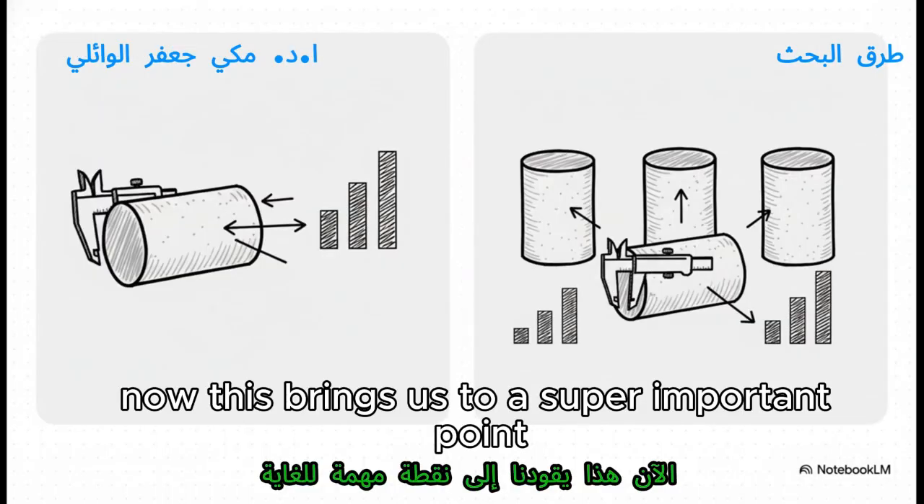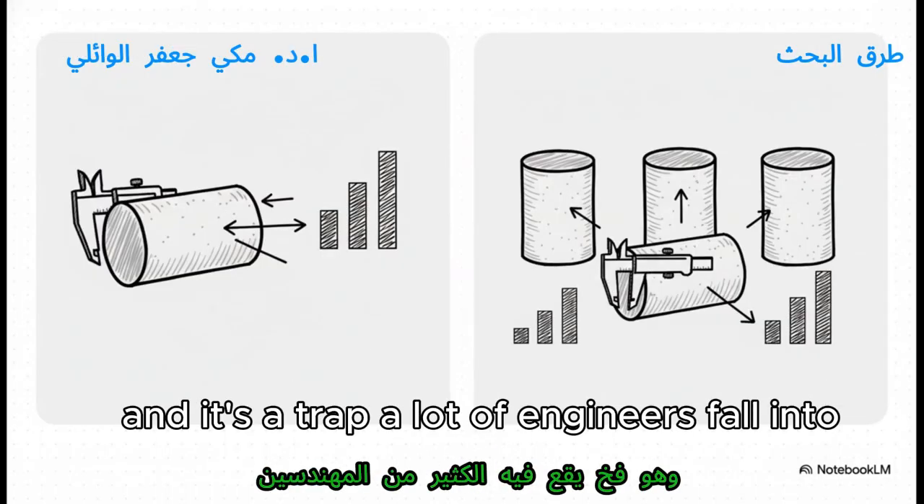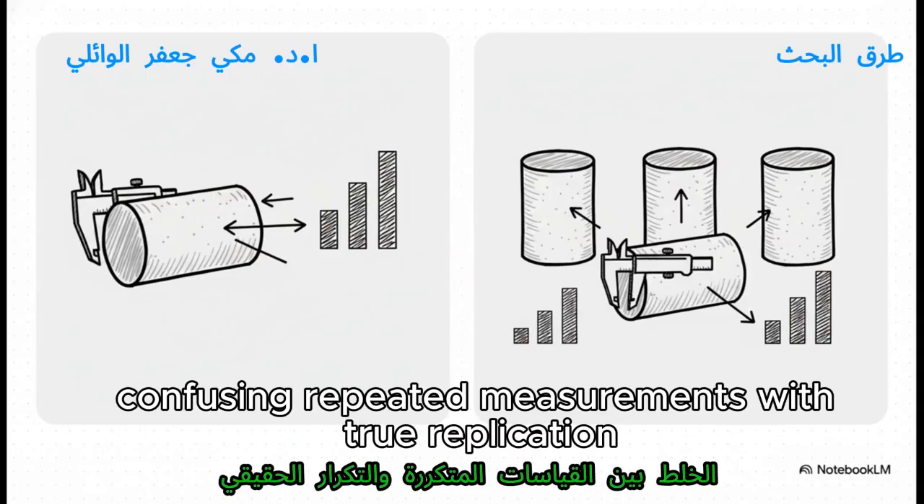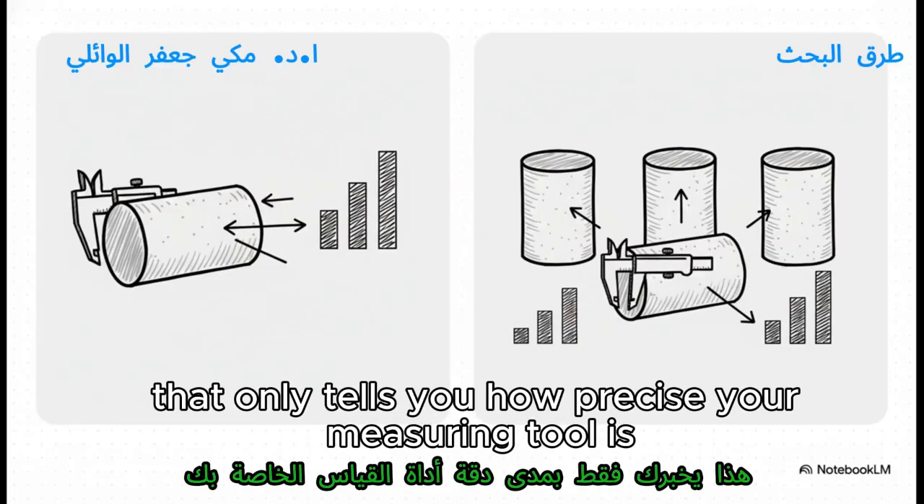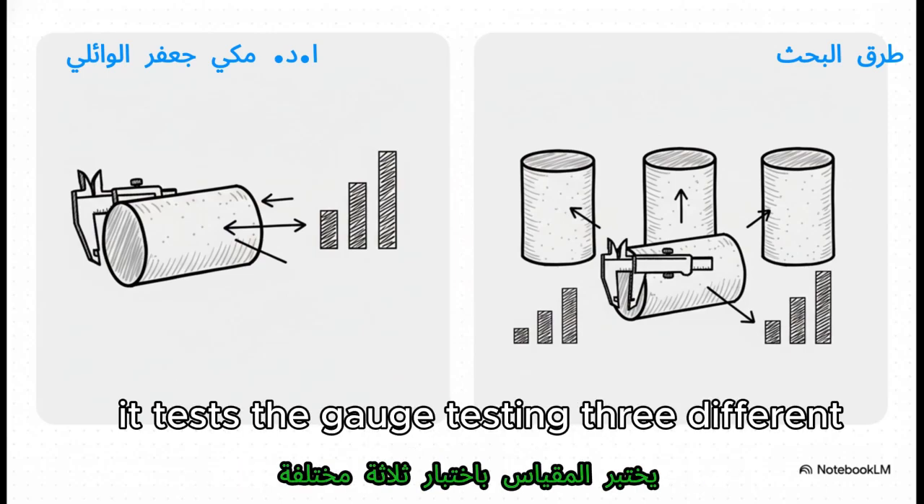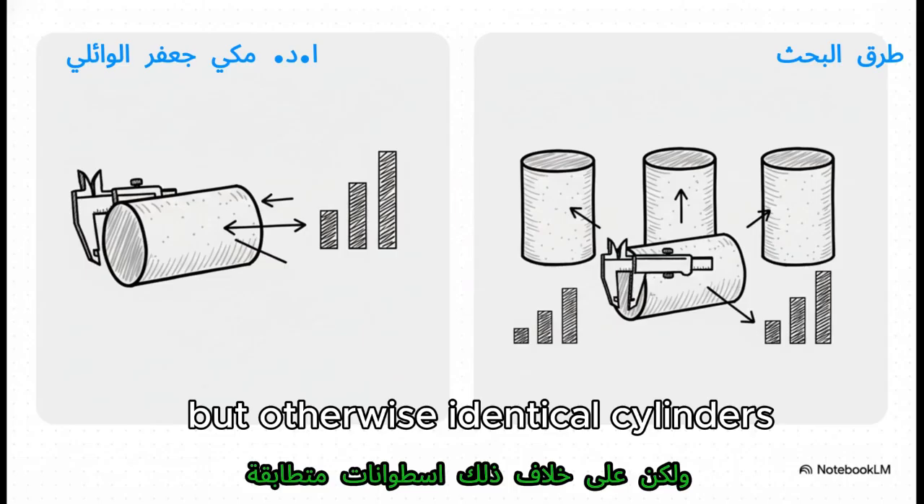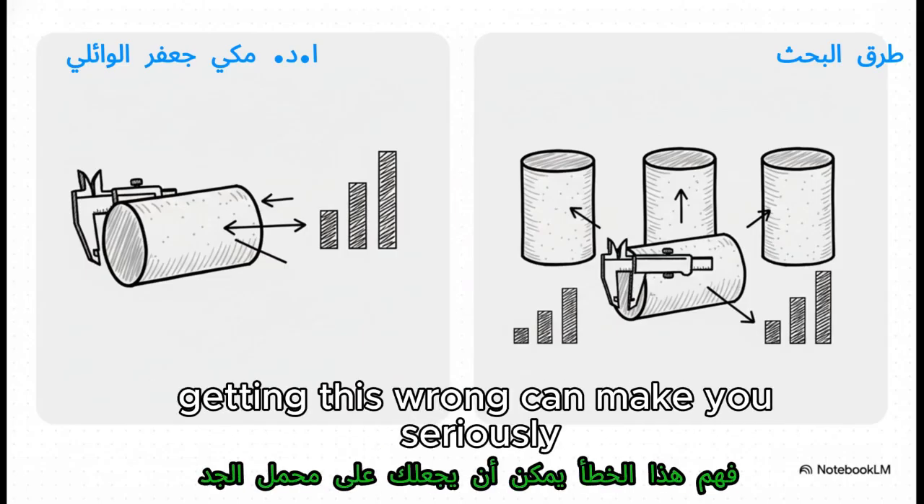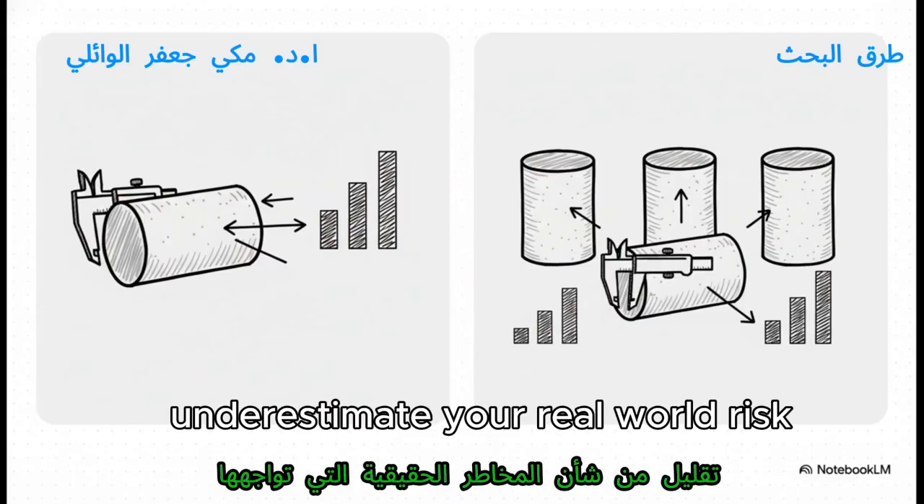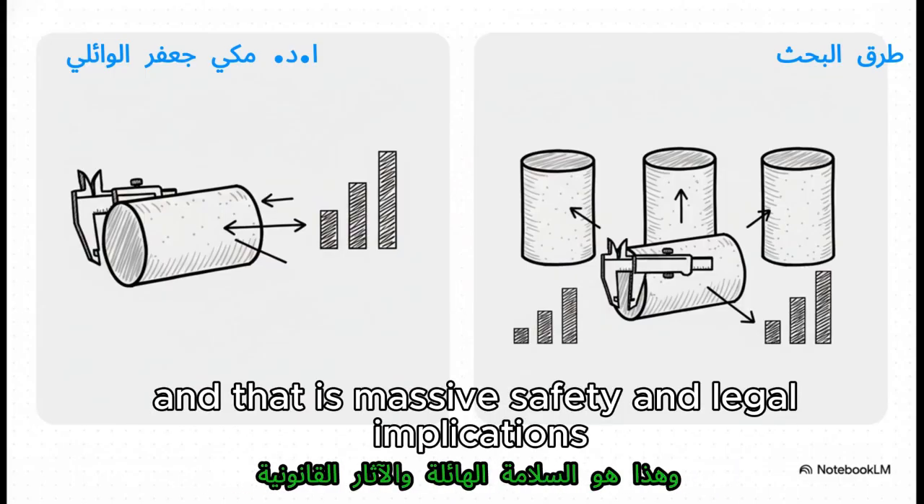Now, this brings us to a super important point, and it's a trap a lot of engineers fall into: confusing repeated measurements with true replication. Look, measuring the same concrete cylinder three times only tells you how precise your measuring tool is. It tests the gauge. Testing three different but otherwise identical cylinders, that's true replication. That tests your actual process. Getting this wrong can make you seriously underestimate your real-world risk, and that has massive safety and legal implications.